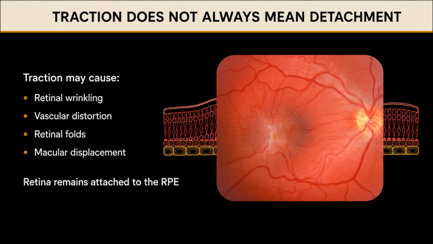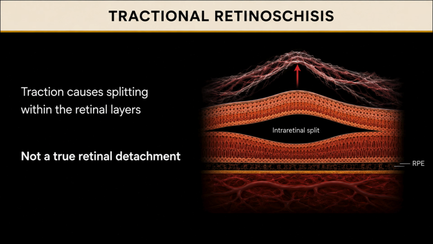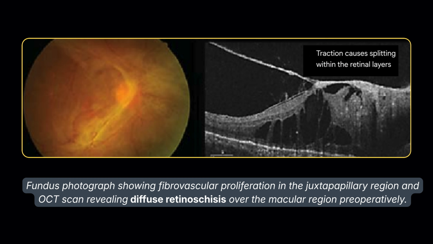So in tractional retinal detachment, traction is important, but traction itself will not always produce a retinal detachment. A contracting tissue may initially produce retinal wrinkling, vascular distortion, retinal folds, or it can also cause displacement of the macula without separating the full thickness of neurosensory retina from the RPE. It may also lead to production of something known as tractional retinoschisis, where the traction will actually cause splitting within the layers of retina and not really the split between the neurosensory retina and the RPE.